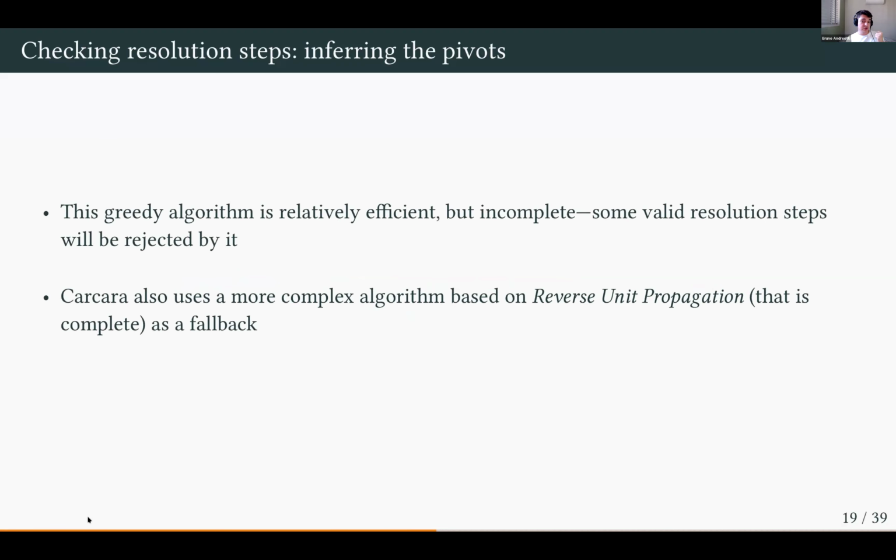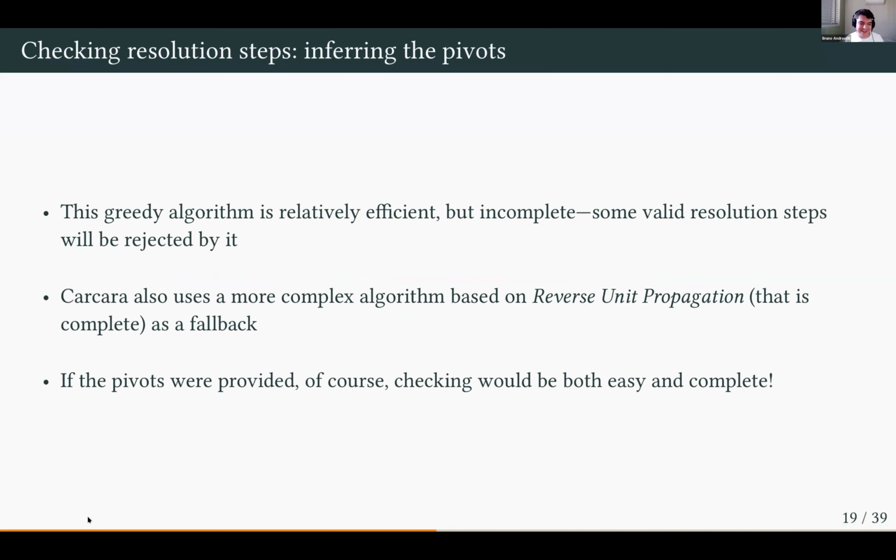However, this algorithm is not complete. There are some valid resolution steps that will be rejected by this algorithm. So as a fallback, Carcara also has to implement an algorithm which is based on reverse unit propagation, which is more complex and also slower, but it is in fact complete. The takeaway here is that if the pivots were provided in the first place, everything would be easy, right? Checking would be easy, fast, complete, everything would be fine.